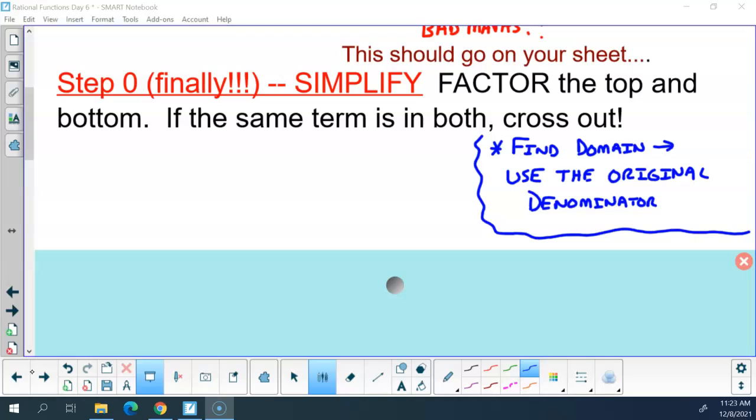After that, we're going to use the new function, because you're going to have a factored out function and things are going to be crossed out, so it's going to be a brand new function. We're going to use the new function for everything else.